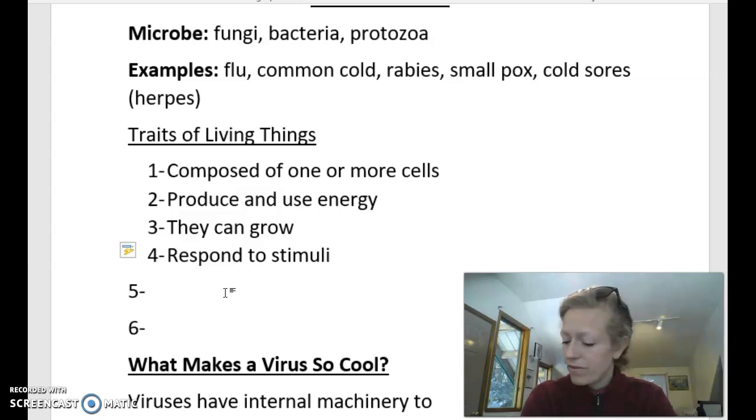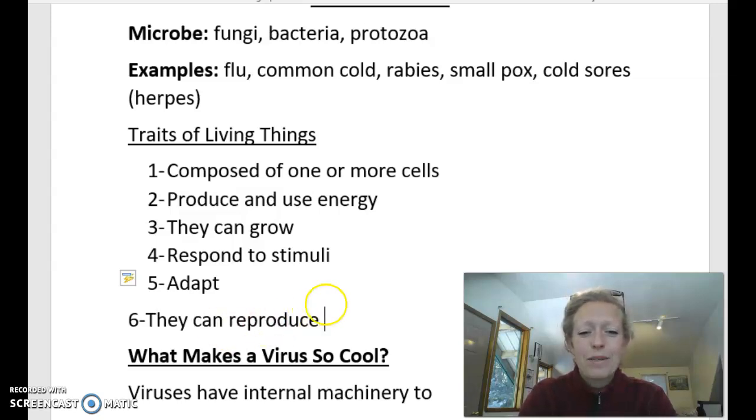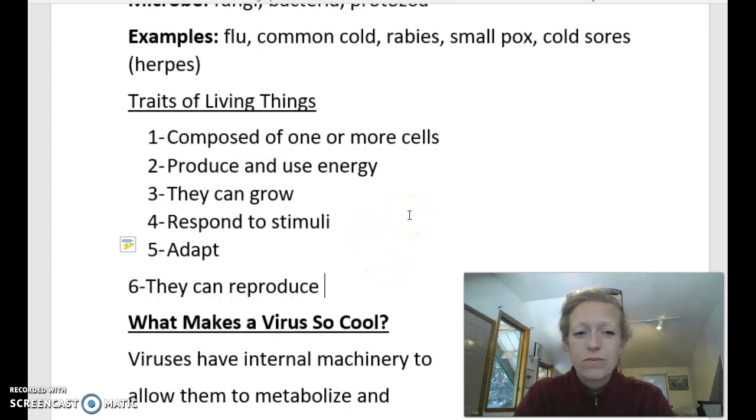Number 5, living things adapt. You change based on stressors or different factors in your environment. That's what adapting is. You change over generations based on a lot of different factors that we're not going to go into, but we adapt, and actually so do viruses. You'll find more about that. Number 6, living things can reproduce. That means they can make copies of themselves.